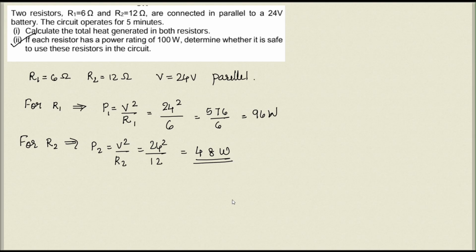Now, when we observe these power values of R1 and R2, both are below 100 watt. As they are below 100 watt, we can say that these two resistors are safe to use. The power dissipation is below 100 watt, so it is safe to use in this particular circuit.